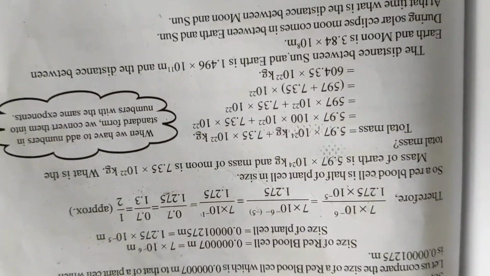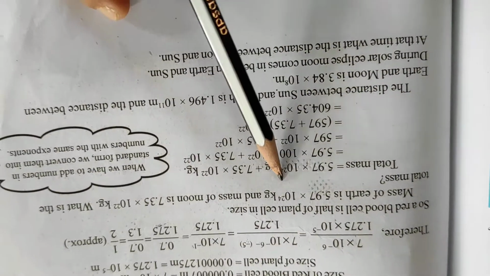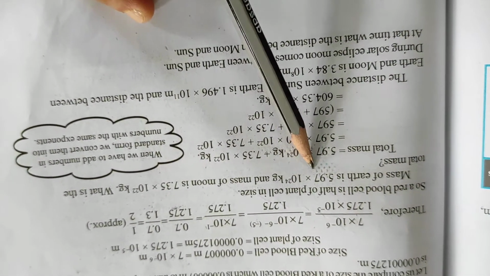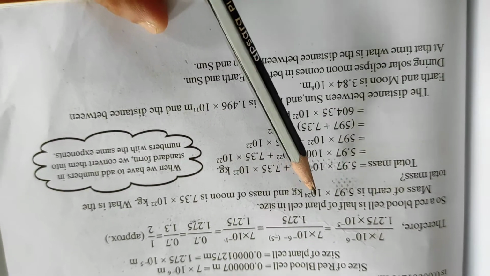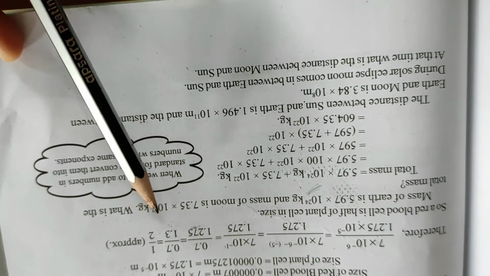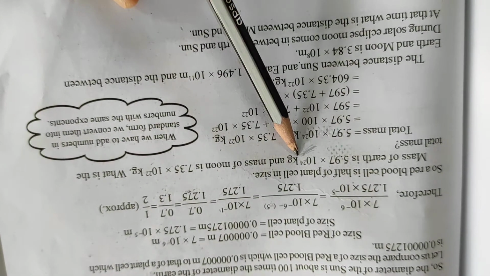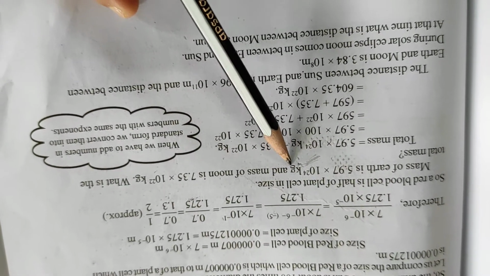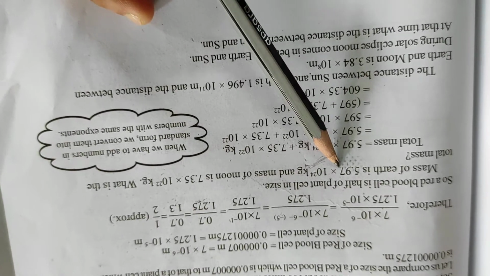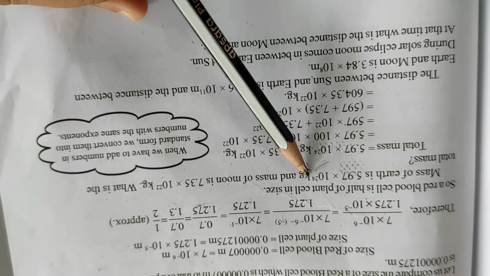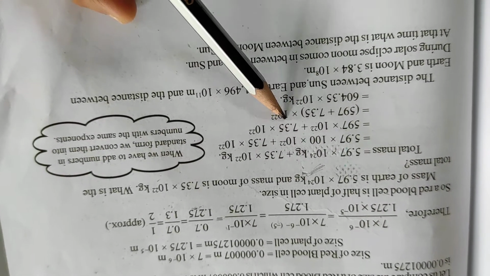Now see here, the mass of the earth is 5.97 into 10 to the power 24 kg, and the mass of the moon is this. What is the total mass? Now you can see here, for adding, in the same exponent form, we will change this, because it's not possible otherwise. We will change this, because there are more zeros, so 100, 10 to the power 2 we will take. So multiply by 100, 5.97 multiplied by 100. So 597 will be there, and here will be 10 to the power 22 plus 7.35 times 10 to the power 22.